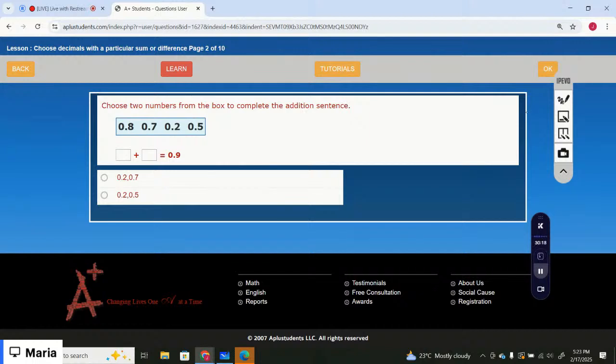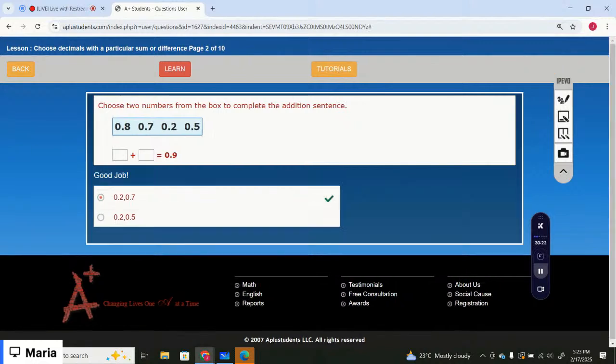That is option number 1. 0.7 plus 0.2 is 0.9. Option number 1 is the correct option.